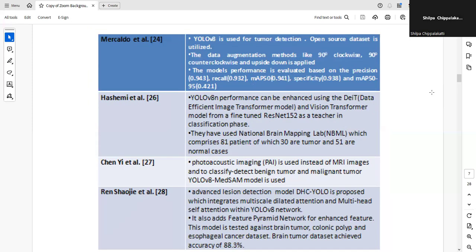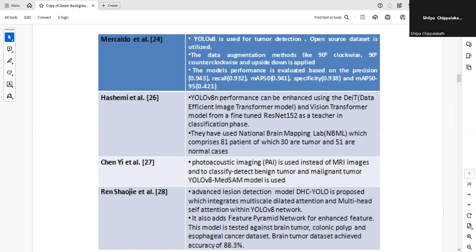The researcher in 24 has used a tumor YOLO V8 for the tumor detection on an open source data set. They have also used data augmentation techniques like 90-degree clockwise, 90-degree counterclockwise, and upside down. So the model gave a precision value of 0.943, recall of 0.932, mAP 50 of 0.941, specificity of 0.938, mAP 50-95 of 0.4421. The researcher in 26 has used an additional model along with the YOLO V8N model to enhance the performance.